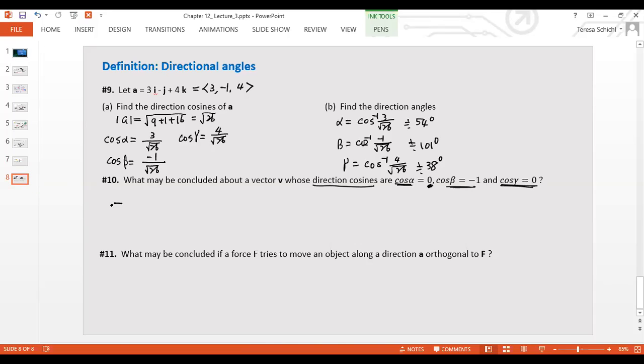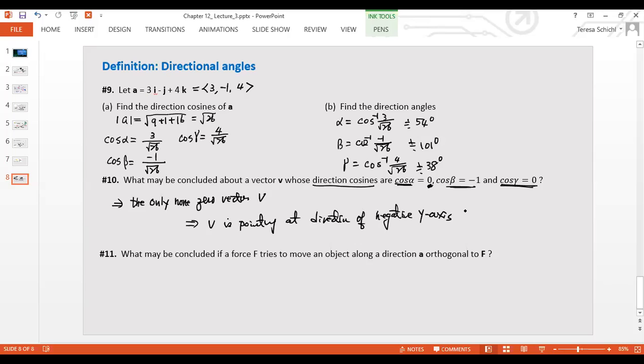So then we know the only non-zero vector V will be what? The V is pointing in the direction of the negative y-axis. It kind of makes sense, right?